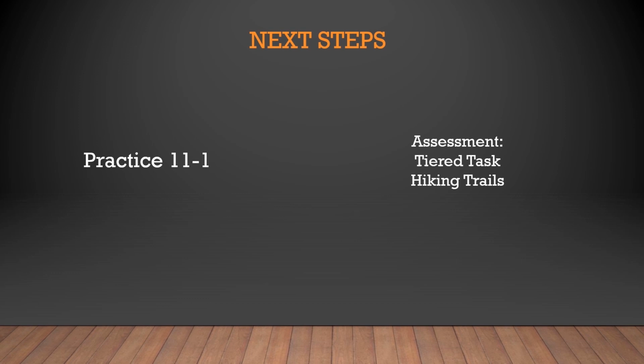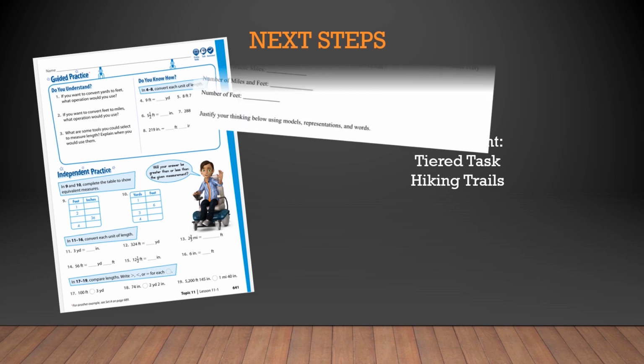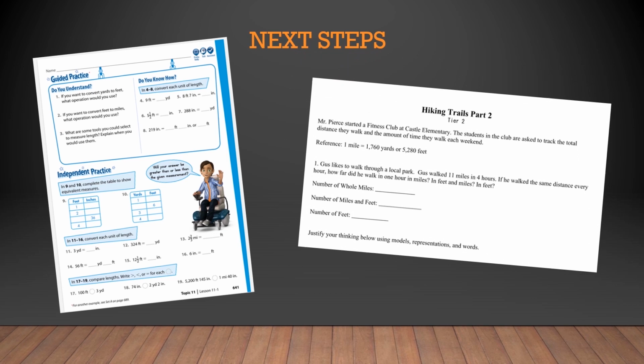As you finish up figuring out what Mr. Foley's up to, feel free to move on to your next practice page, which is going to be 11-1. Definitely get through numbers 1 through 8, and then for additional practice, you can finish up the rest of the page. We have some nice tables, some conversions, some comparisons, all the good stuff. And then before you finish up for today, make sure that you do your assessment piece, which is going to be the tiered task, Hiking Trails Part 2. This is the piece that you want to make sure to check and see if your teacher is collecting, because you want to get a grade for all the hard work that you were able to do.